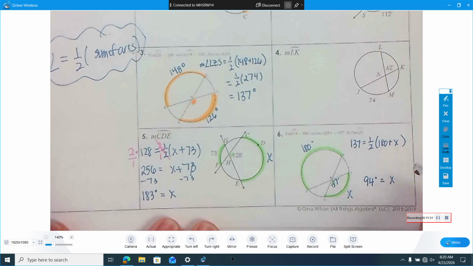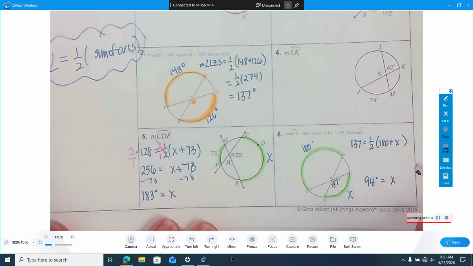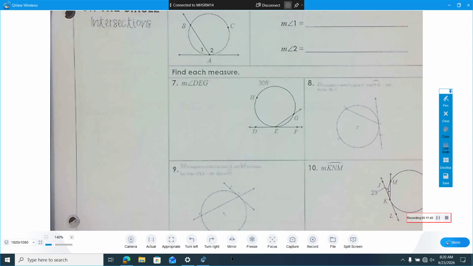All right, questions so far? Super easy, right? All right, this is like 6th grade math. 4th grade math? Not too hard. Okay. So turn the page.